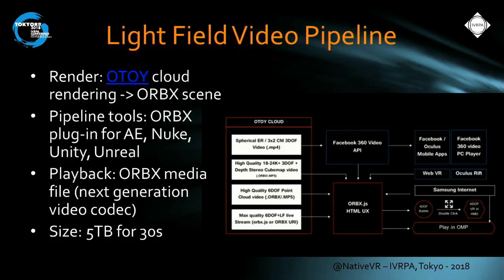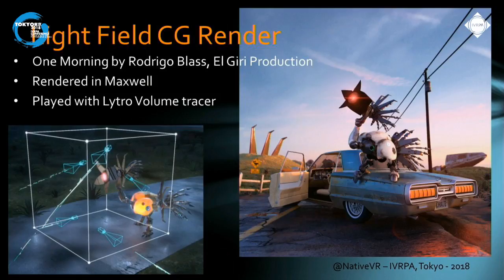And we don't know what the pipeline is. I mean, really, I looked for information. The only one that shares their pipeline is Otoy, and they have developed this specific format called Orbx, and they have plugins for different tools like Nuke and Unity and Unreal. And they have also a way of playing back those things. They call it the next generation video codec. It's still very heavy, but it's very promising.